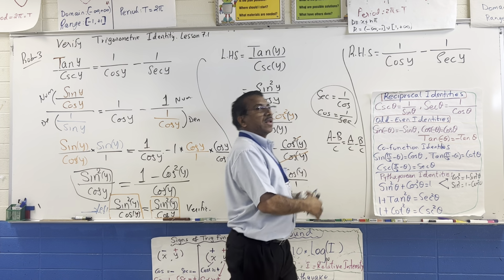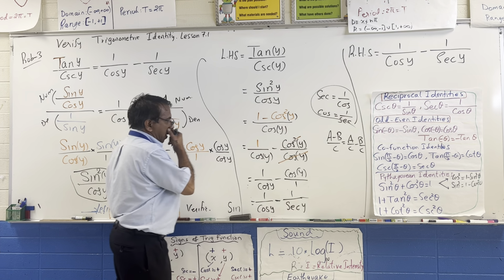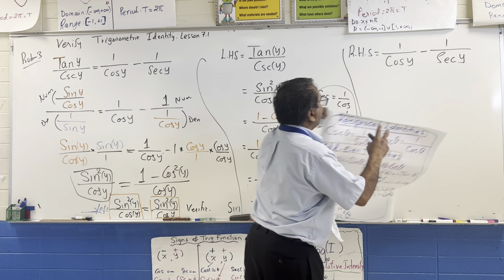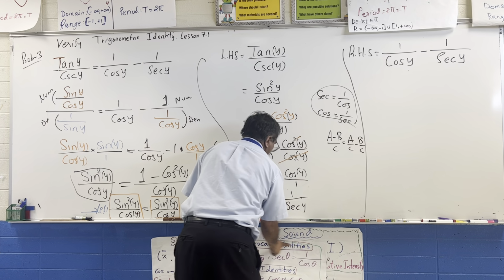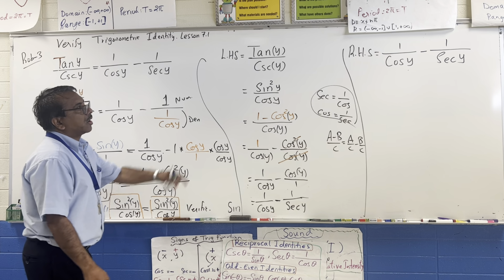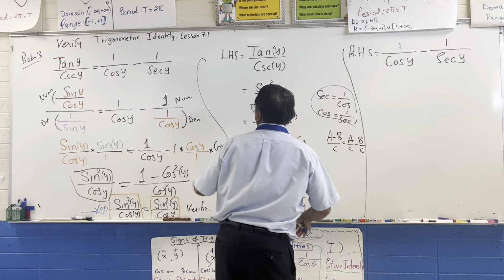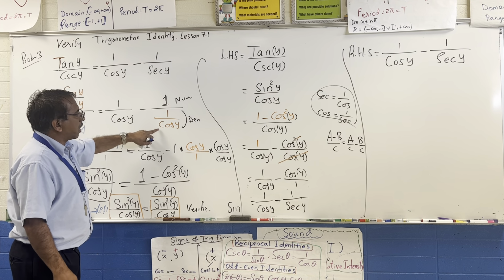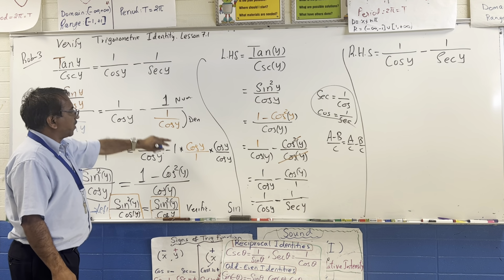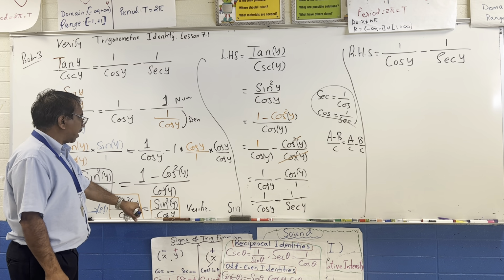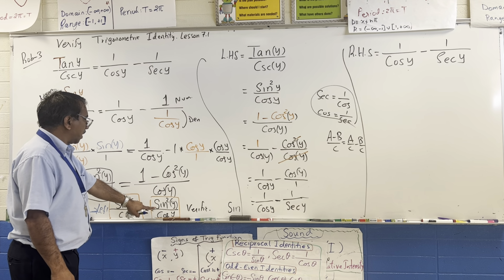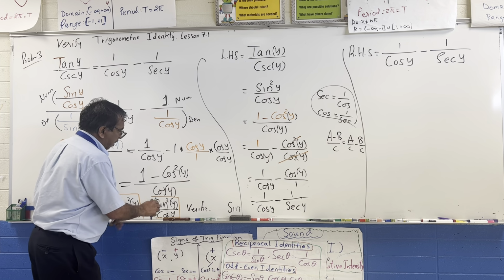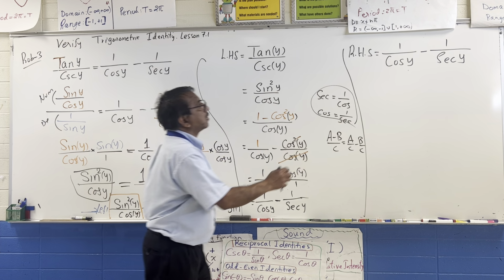This is the second strategy. Let's start with the right side. Suppose we begin with the right side, secant y. The first thing is you do the same step. You change secant to 1 over cos, and keep change flip, and you end up getting this one. So this is what we got. Let's say you start with this.